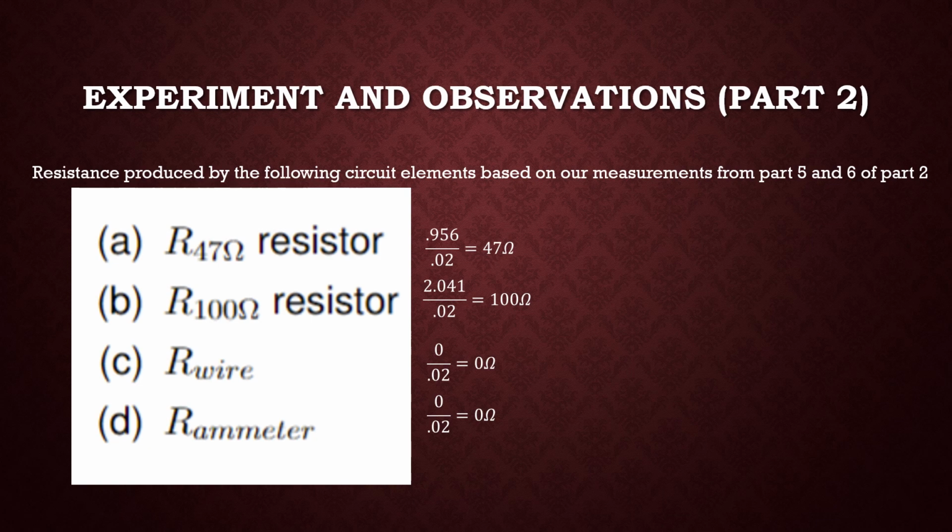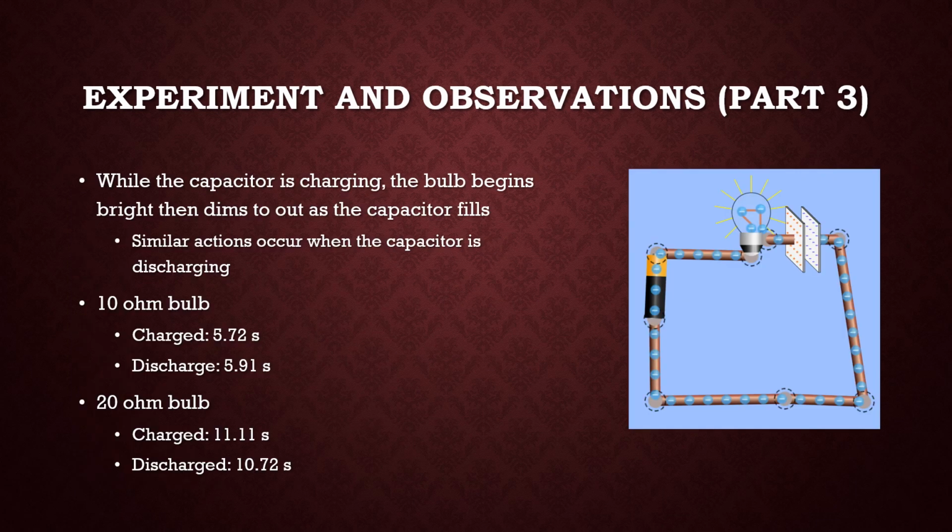Given our potential difference readings done in Parts 5 and 6 of Part 2, we can calculate the resistance in the following elements of the circuit: the 47 ohm resistor, 100 ohm resistor, the wires, and the ammeter, as shown on screen. For Part 3 of this experiment, we are now looking at a setup consisting of batteries, wire, capacitor, and a bulb at varying resistances.